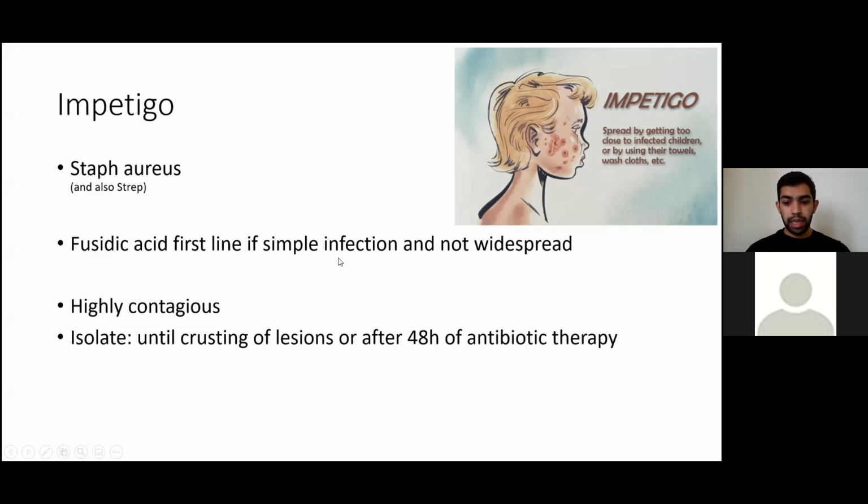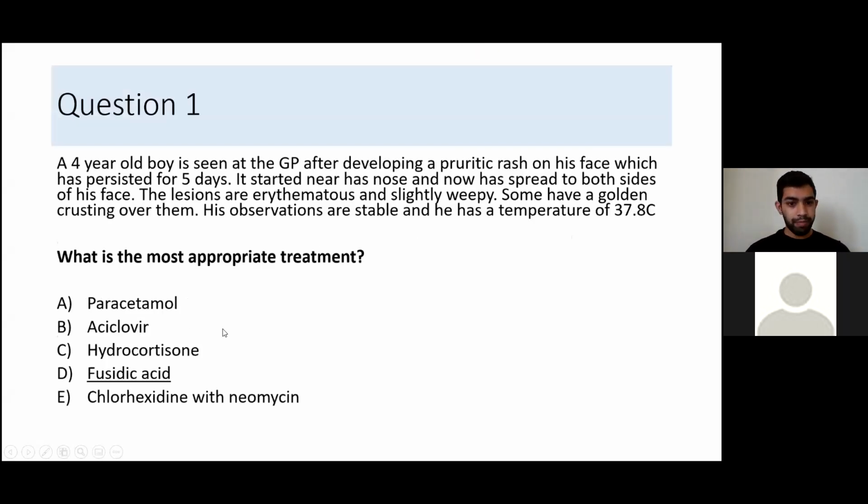Okay. Just to quickly explain why the other answers aren't correct. Paracetamol would maybe be helpful in regulating temperatures, but in pediatrics, we don't tend to really give paracetamol unless it's really affecting the child and the temperature is over 38. Acyclovir is used for viral infections, so that would not apply to impetigo.